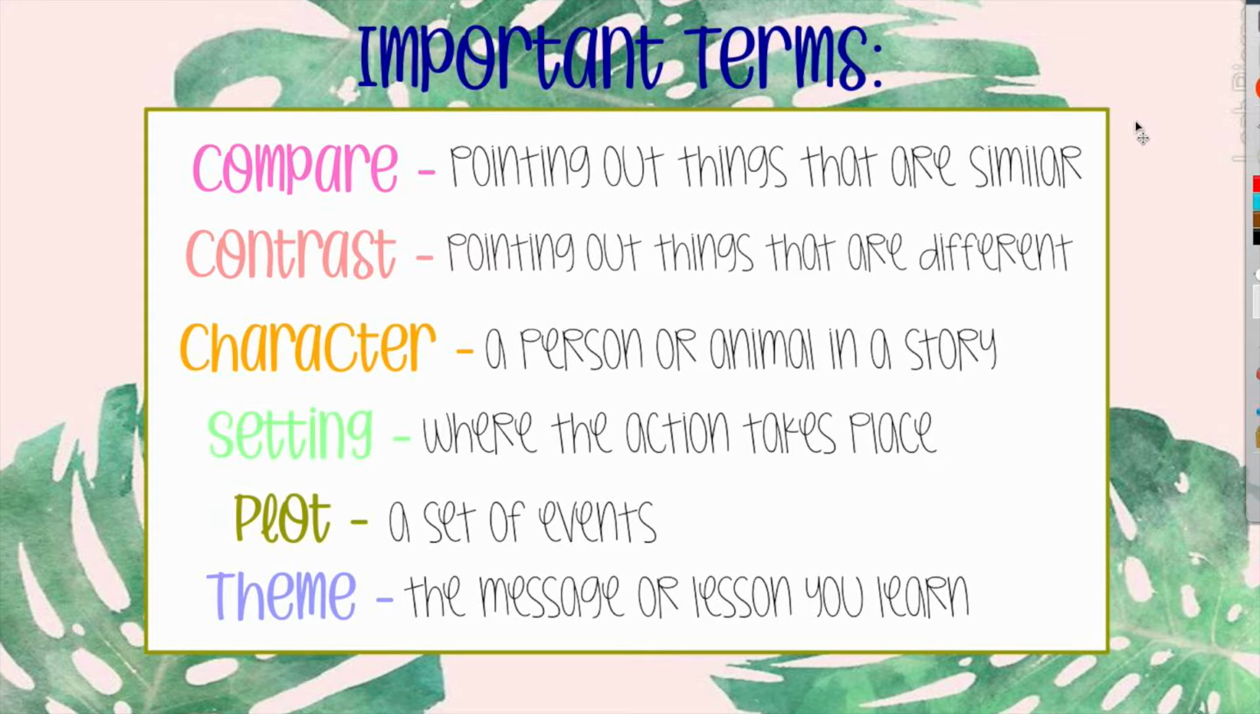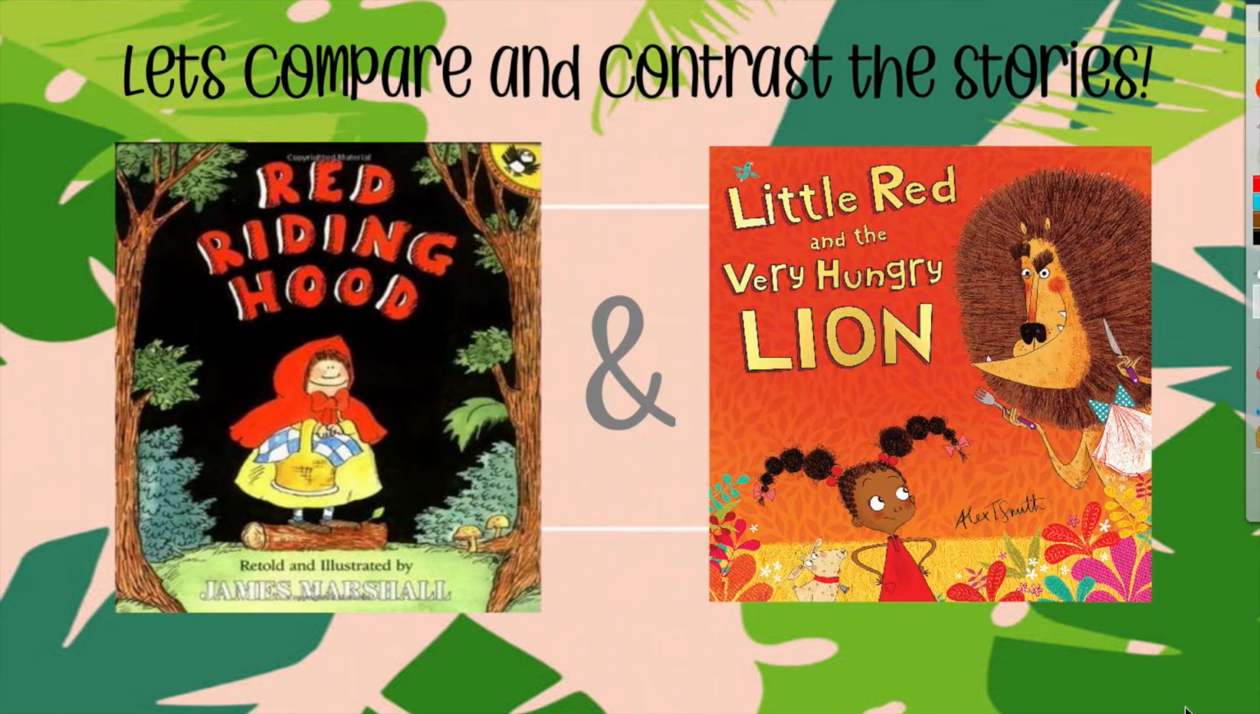So today, while we're reading our two stories, I want you to think about all of these important terms and how we can use them to better compare and contrast the two texts. In today's lesson, we are going to be comparing and contrasting these two stories. The first story that we will be reading is titled Red Riding Hood. This is the original version of Red Riding Hood. The second story that we will be reading is titled Little Red and the Very Hungry Lion. This is a spin-off of the original version.